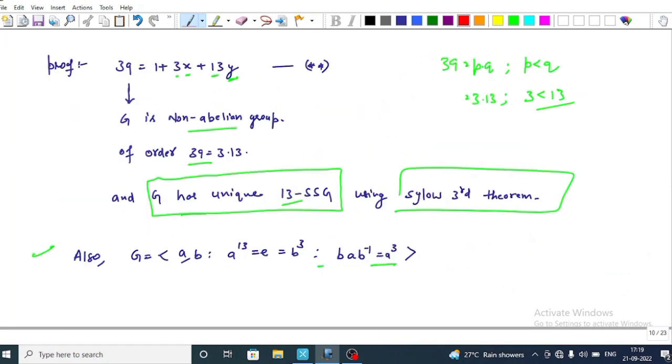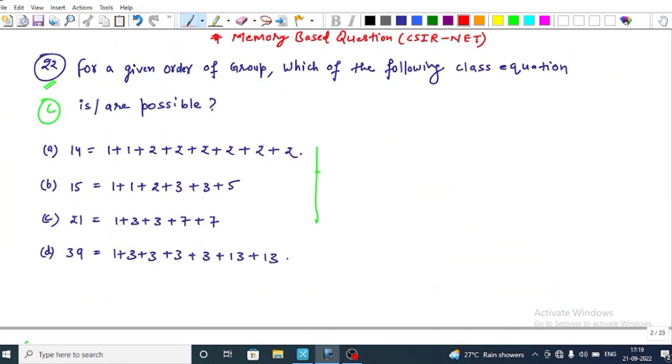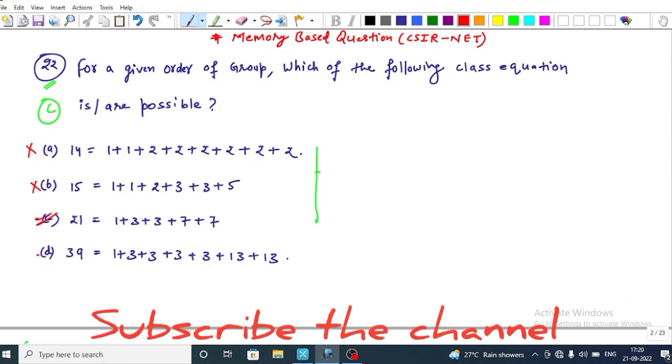Now come to the options again. That is, option A is incorrect, option B is incorrect, option C is correct, option D is correct.